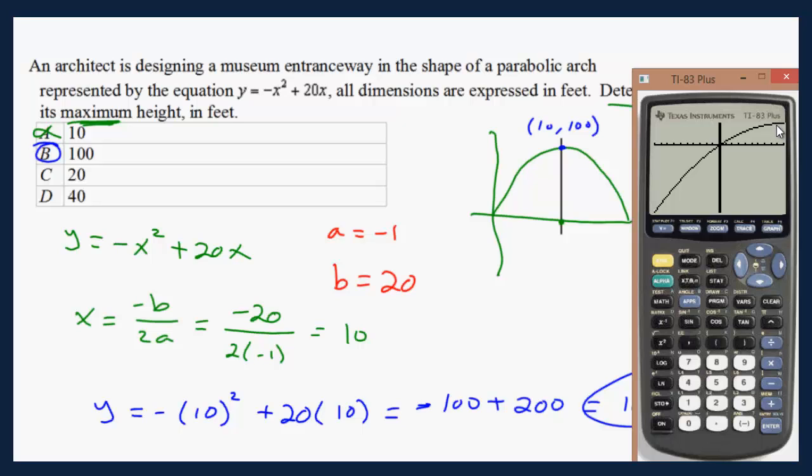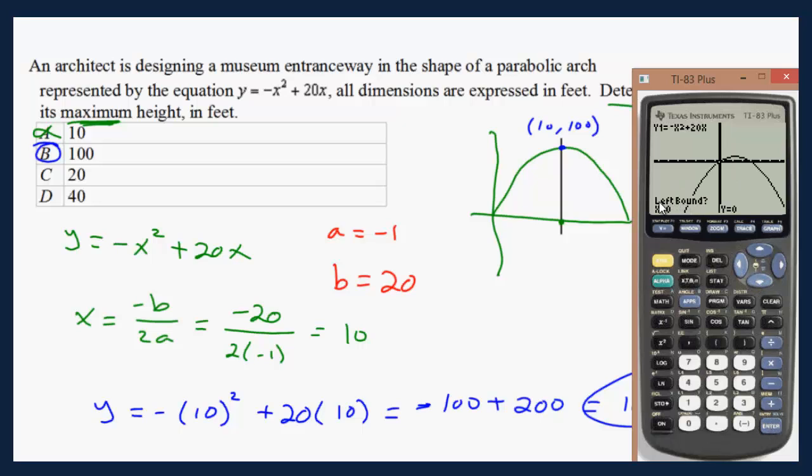I'm not sure if this is the maximum or not. It seems like the maximum, but I just want to make it more clear. So we're going to zoom out. Click enter twice. Alright, we need to find the maximum height. How? You go to second, click second, trace, calc. You need to calculate the maximum.